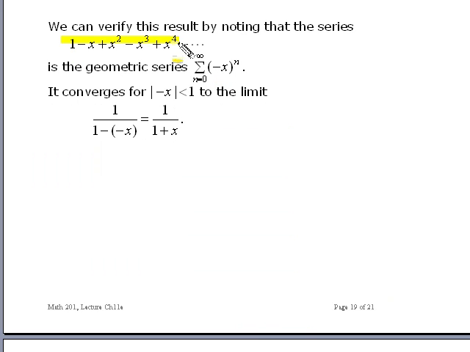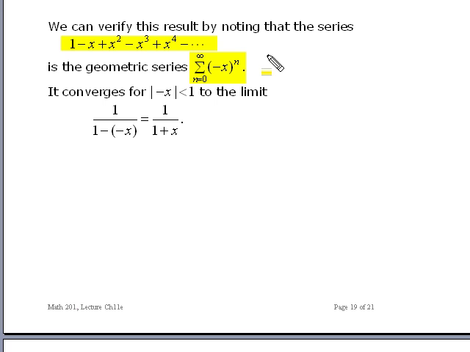So let's look at this series right here. This is what we got by the termwise differentiation of the expansion. We got 1 minus x plus x squared minus x cubed plus x to the 4th. This is a geometric series. It's the sum from n equals 0 to infinity of minus x raised to the nth power.